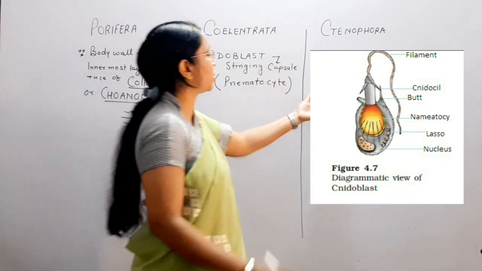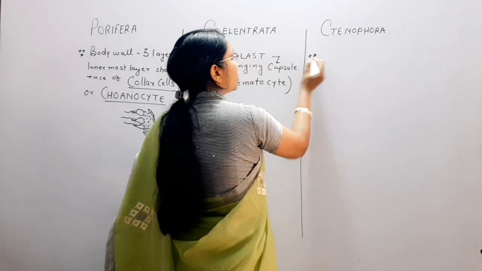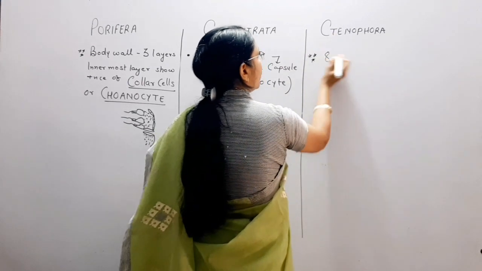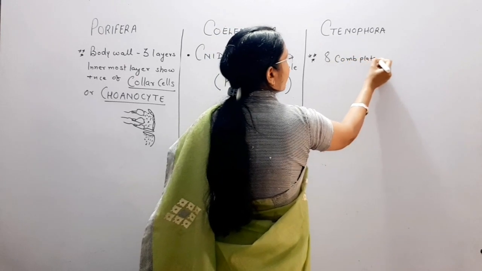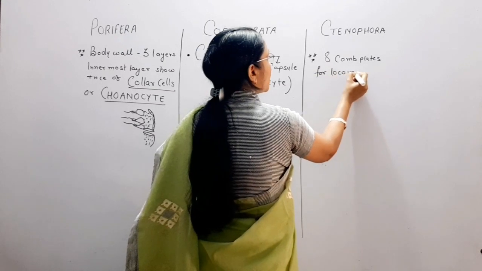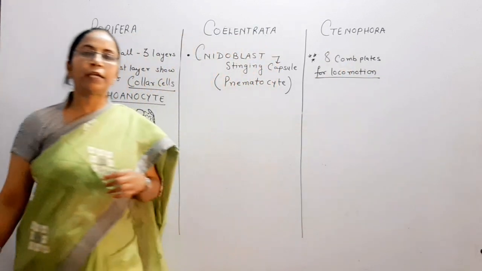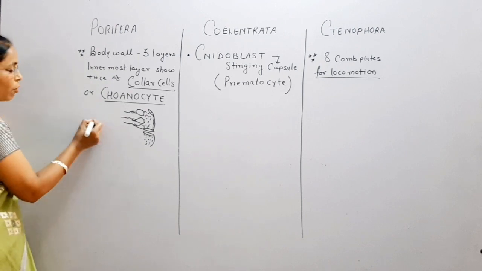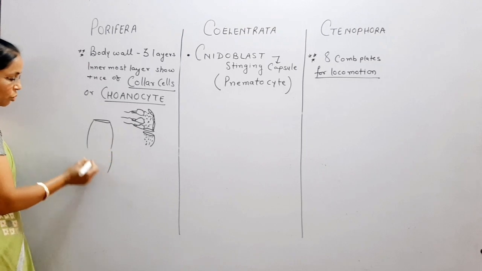Again, in ctenophora, the identical property in terms of cells is that specific cells are generally absent, but for locomotion you remember 8 comb plates. For locomotion, 8 comb plates are present.